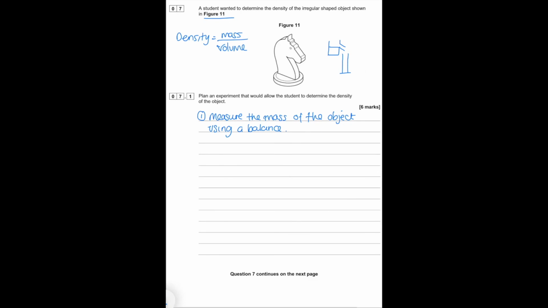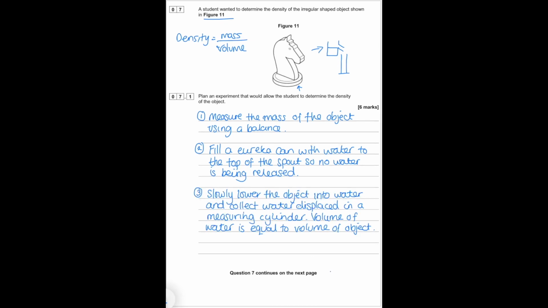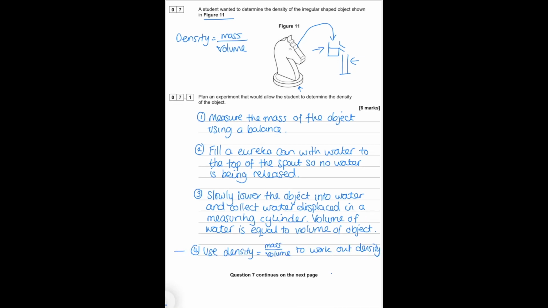So the first thing you would do, you would measure the mass of the irregular object using a balance. Fill a Eureka can with water until no water is being released. You would then slowly put the object into the water, and you could tie a piece of string around it to do this, and you will collect the water that is displaced in the measuring cylinder. The volume of the water displaced is equal to the volume of the irregular object. You would then use the equation density is mass divided by volume to work out the density of the irregular object.